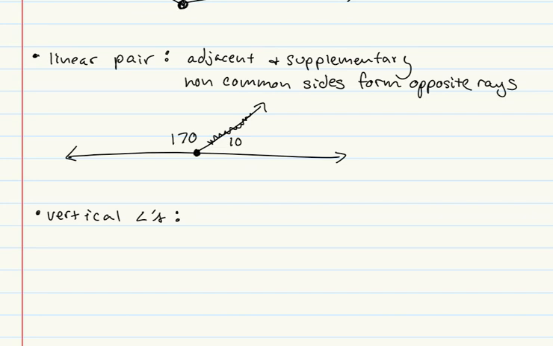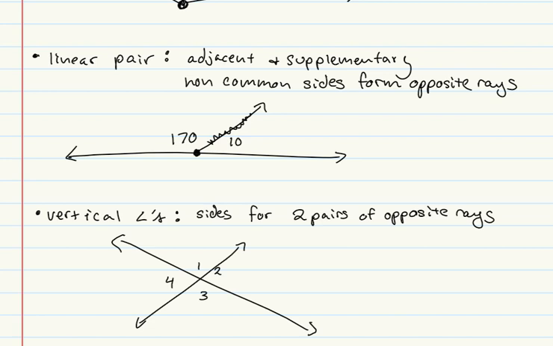Vertical angles are formed if their sides form two pairs of opposite rays. Angles 1 and 3 are vertical angles, and angles 2 and 4 are vertical angles. From this, we also know that angle 2 is congruent to angle 4 and angle 1 is congruent to angle 3. It's helpful if we think about the example of scissors. With all of these definitions, let's go ahead and look at a couple of examples.